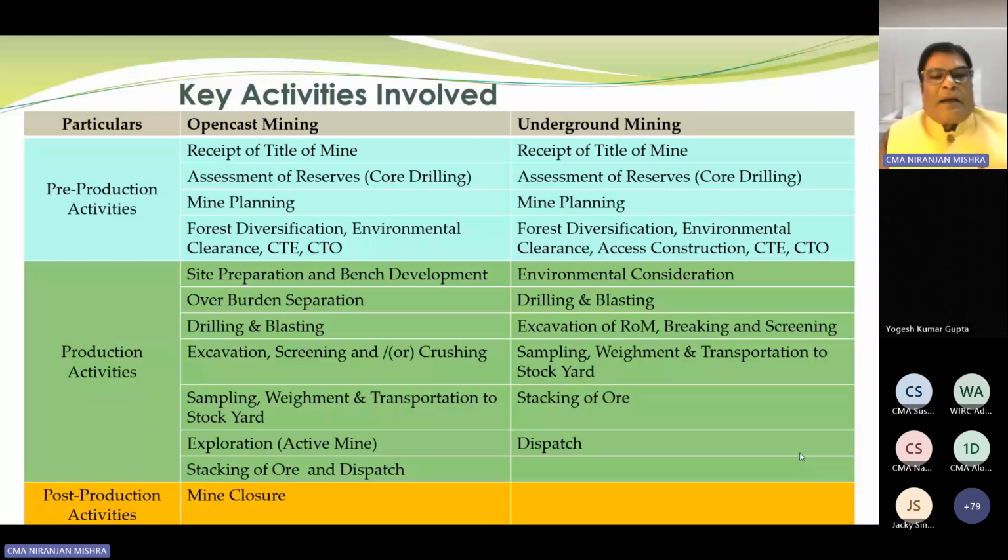Then OMT and the transportation to the stockyard. Then exploration. Exploration is of two types, as I told you: active mines or progressive mines. Then the stacking of ore and dispatch. So these are the 6-7 points that are very much vital, starting from the receipt of the title of the mine till dispatch of the ore at the OB reach.